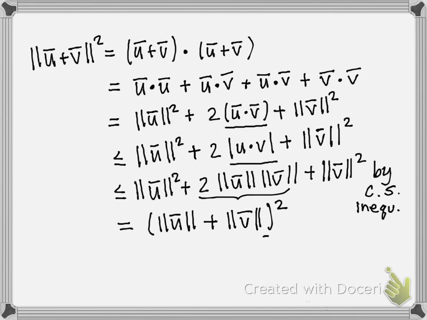So left-hand side squared is less than or equal to the right-hand side squared. So we have exactly what we want. So that's the end of the proof.